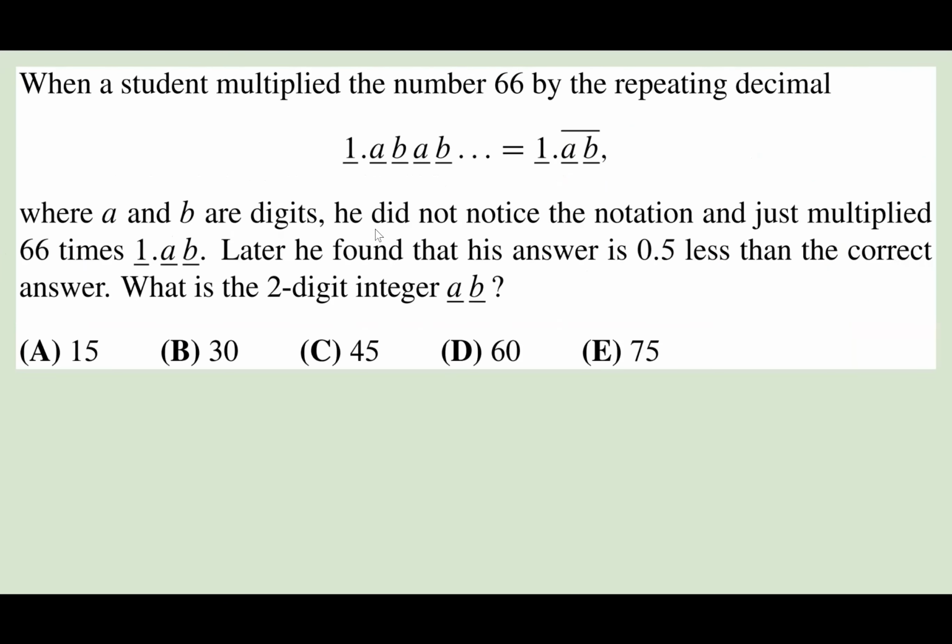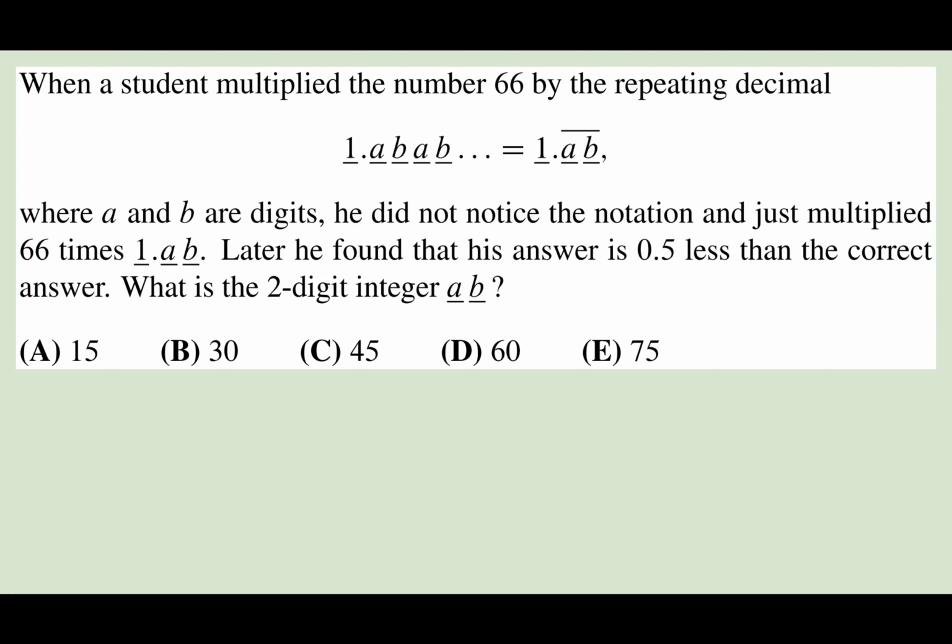Number 8. When a student multiplied the number 66 by the repeating decimal 1.AB AB AB, forever, he did not notice the notation and just multiplied 66 times 1.AB. Later, he found that his answer is 0.5 less than the correct answer. What is the two-digit integer AB?